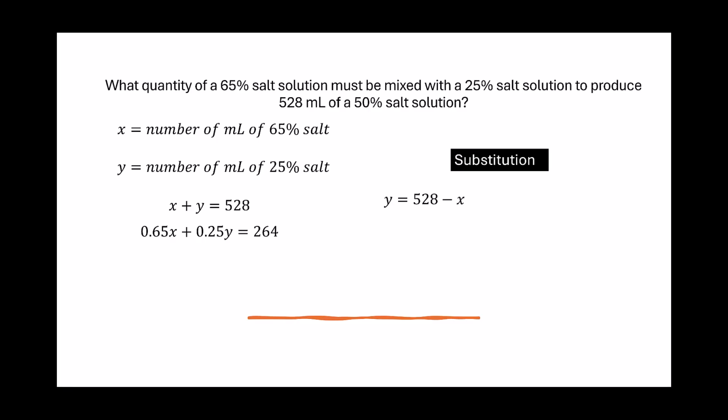I'm going to rewrite the x plus y equals 528 in terms of y. I have y as 528 minus x. Then I'll put that 528 minus x wherever y appears in the second equation. That means I have 0.65x plus 0.25 of 528 minus x being equal to 264.